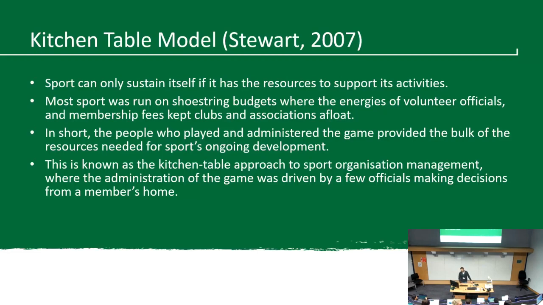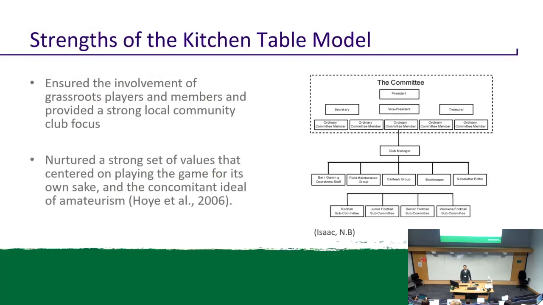Okay, so here we've got the kitchen table model. And this is a good model, and this is why a lot of clubs are kind of set up and structured this way. Okay, so you've got the ensured involvement of the people that play the sport in terms of how the club is run, which means that they are always represented in how that organization runs and operates. Okay, so it provides a strong community club focus, and you can nurture a strong set of values that center on playing the game for its own sake and kind of have that ideal of amateurism. So really embed the idea of community participation. Very easy to stay sort of firm and strong to the values of the club when it is those people that are involved in running it, essentially.